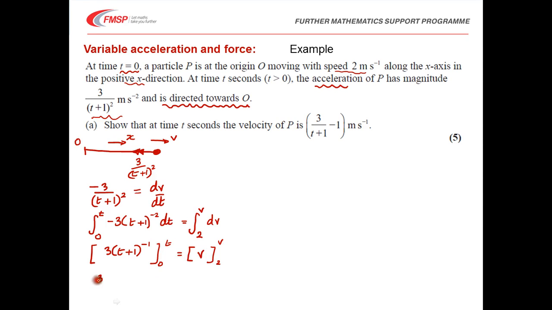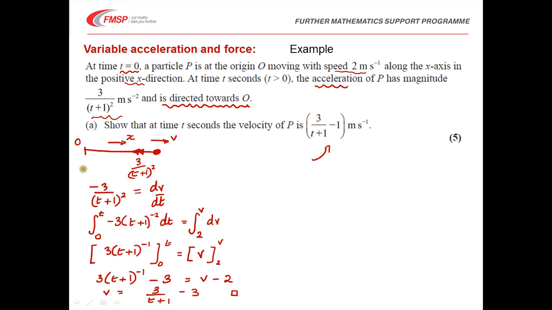Substituting in my limits there, I get 3 (t plus 1) to the minus 1 minus, now just be cautious here, we're putting a 0 limit into this expression, but we don't get a 0 result out. When t is 0, this bracket is 1, so this expression becomes 3 over 1, which is just 3, and over here v minus 2. So if we simplify that a little bit, I'm just going to add 2 to both sides and make the fraction back into a fraction. That's going to give me v is 3 over (t plus 1) minus 1, and that's the expression that they were asking for in the question.